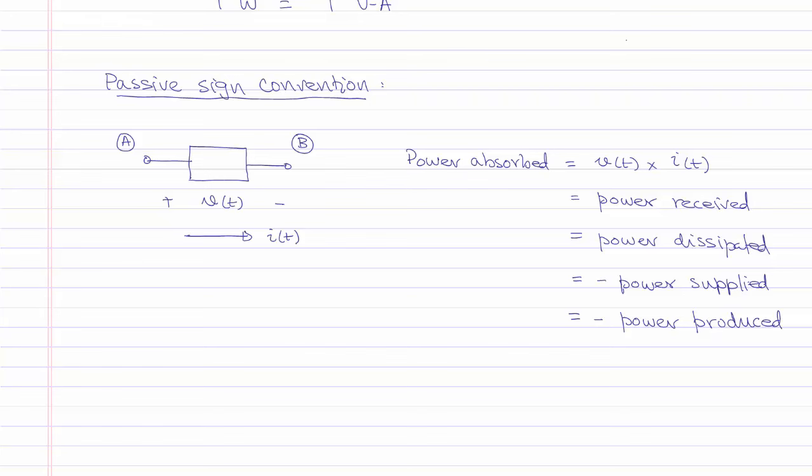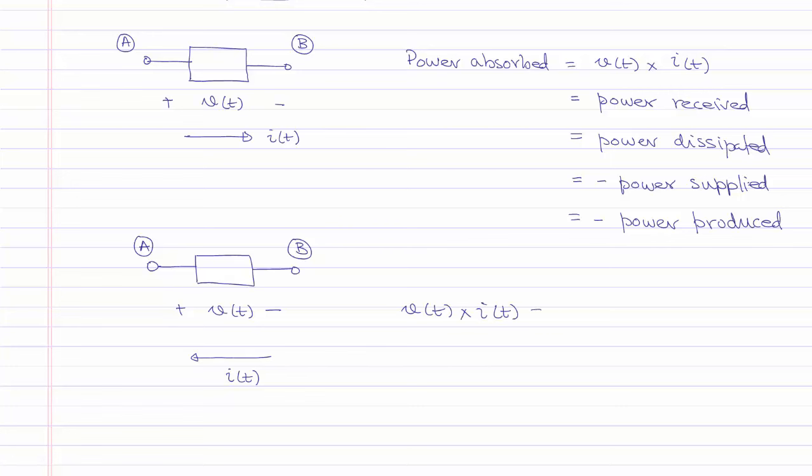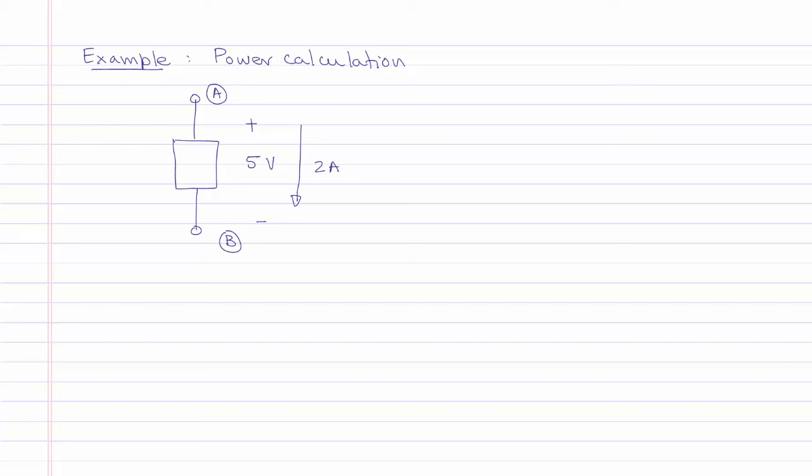If we do not follow the passive sign convention and draw the direction of current in a different way, such as where the reference direction of current I of t is going from the negative end of the reference direction of voltage towards the positive end, in this case the product of V and I will give us the power supplied by the element. It is important to be very careful, and in this course we will use the passive sign convention exclusively.